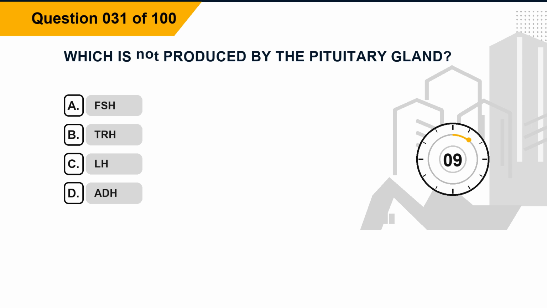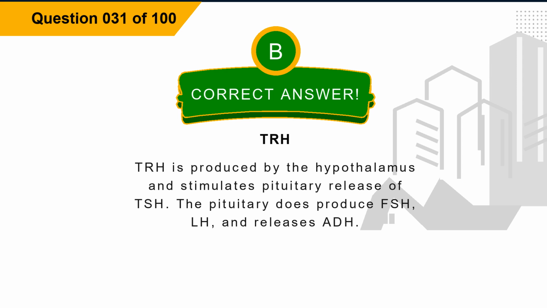Question 31. Which is not produced by the pituitary gland? Option A, FSH. Option B, TRH. Option C, LH. Option D, ADH. The correct answer is option B, TRH. Explanation: TRH is produced by the hypothalamus and stimulates pituitary release of TSH. The pituitary does produce FSH, LH, and releases ADH.